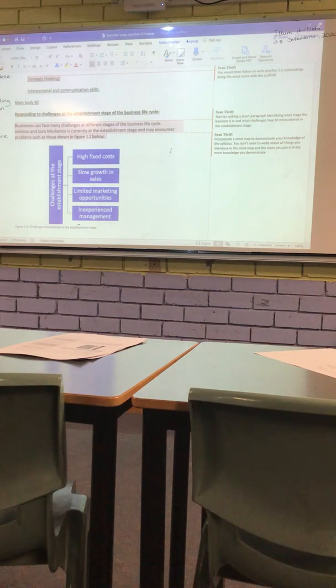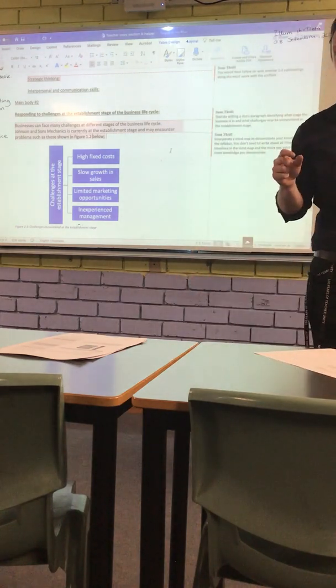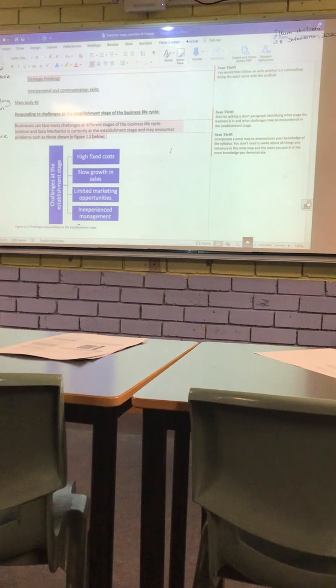Now, the main body 2, responding to challenges at the establishment stage of the business life cycle. Once again, our scaffold will change. Because what's the directive with number 2? Explain, exactly right. So our directive has changed, so our structure will change. Once again, we start off with a very small paragraph at the start describing what we're on about.